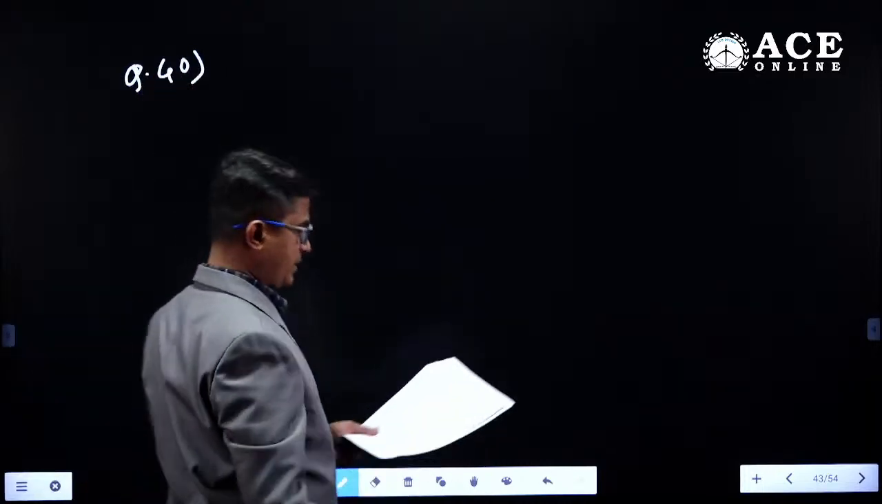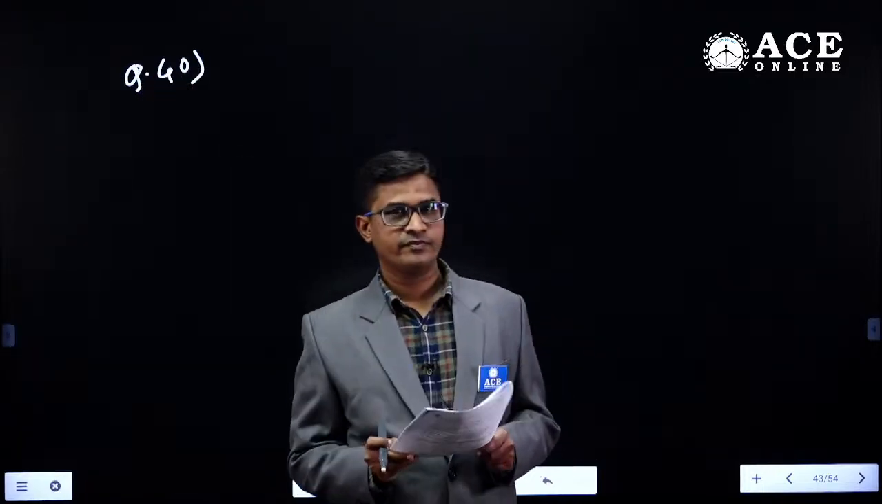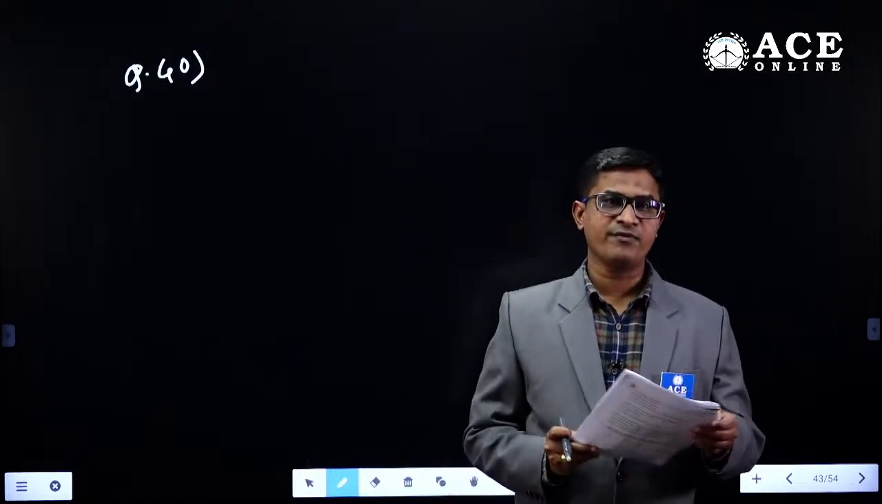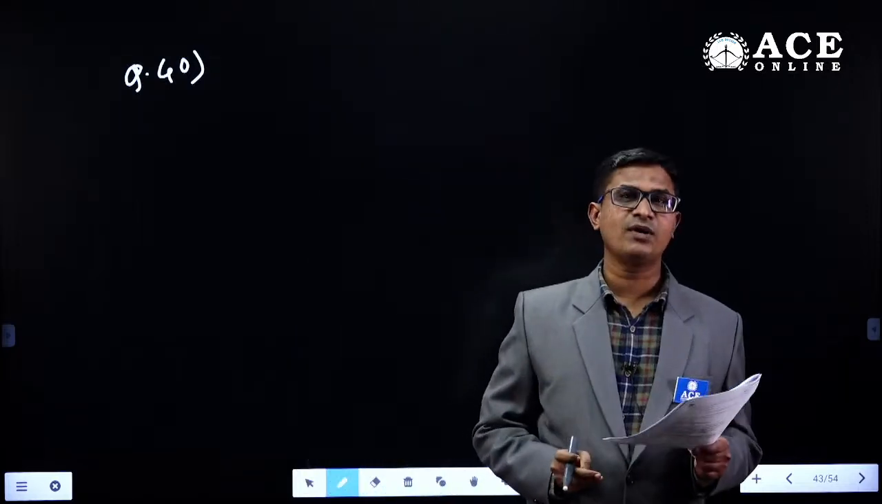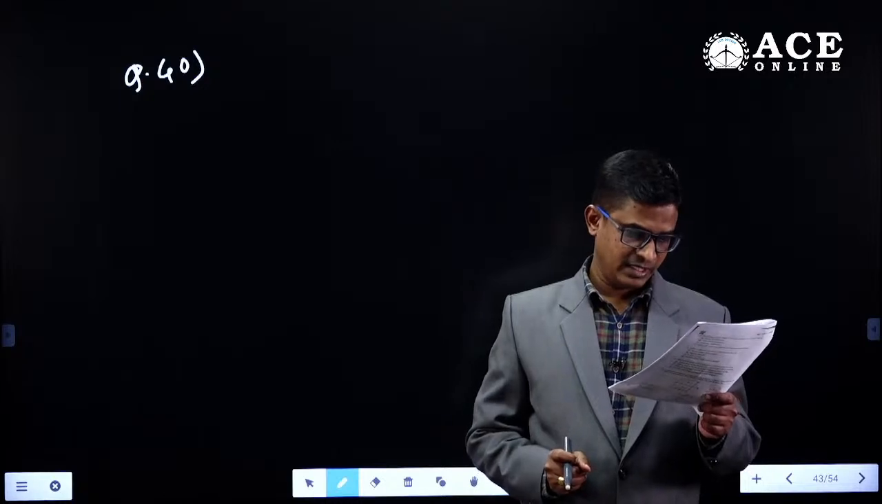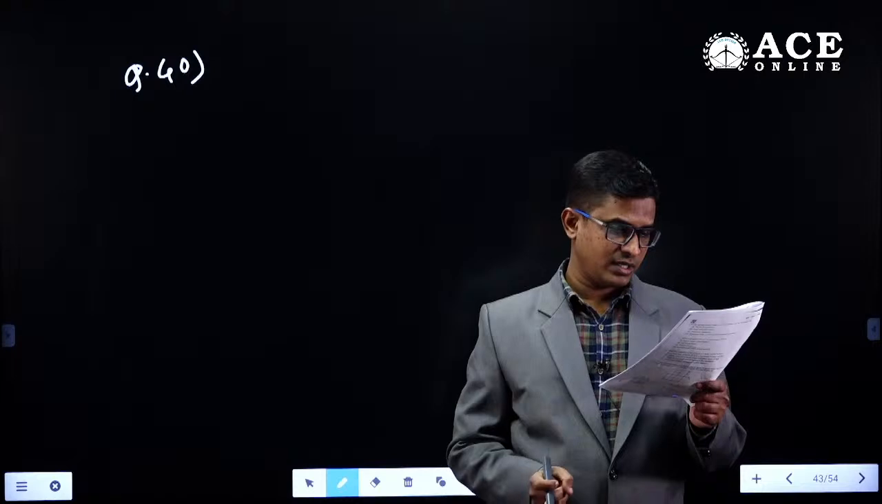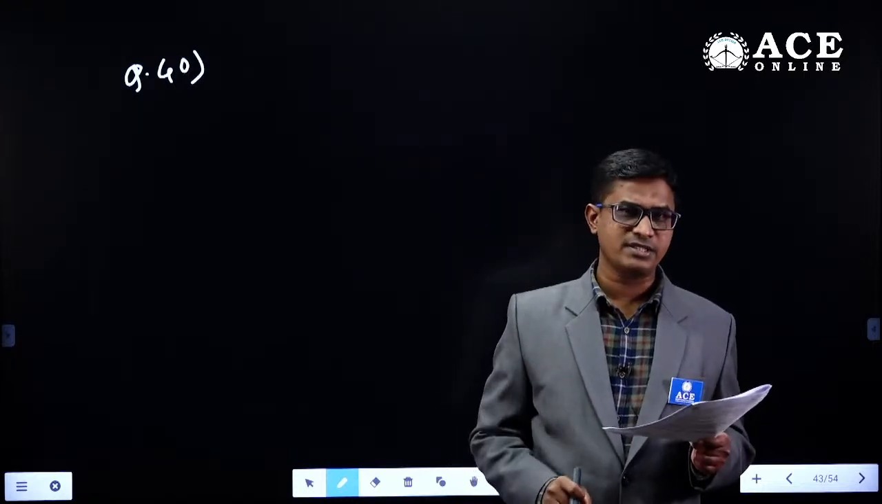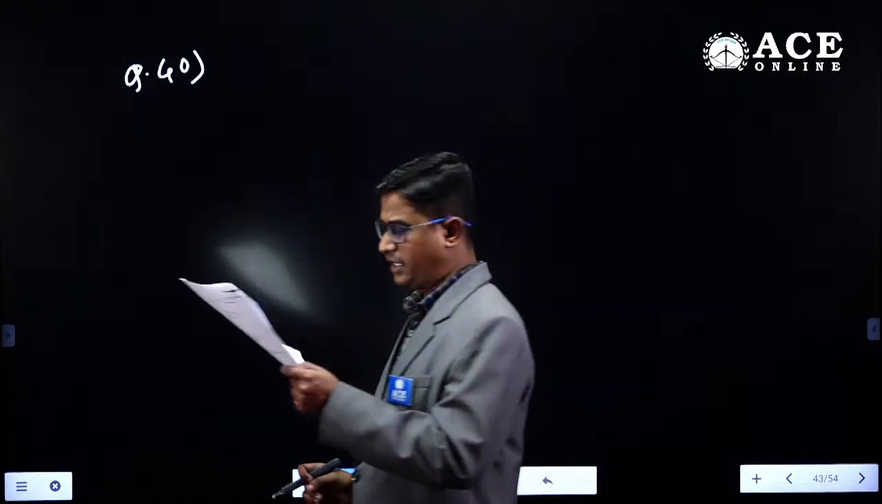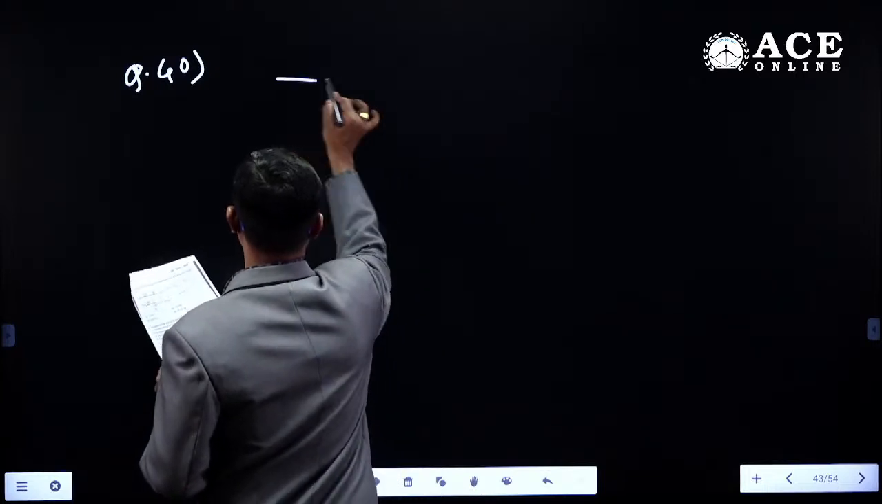Question number 40. In the following figure, if C is equal to 10 microfarad, L is equal to 1 millihenry, V0 is 100 volt, the peak current through the diode is, okay, they have given the circuit. Let me draw the circuit.